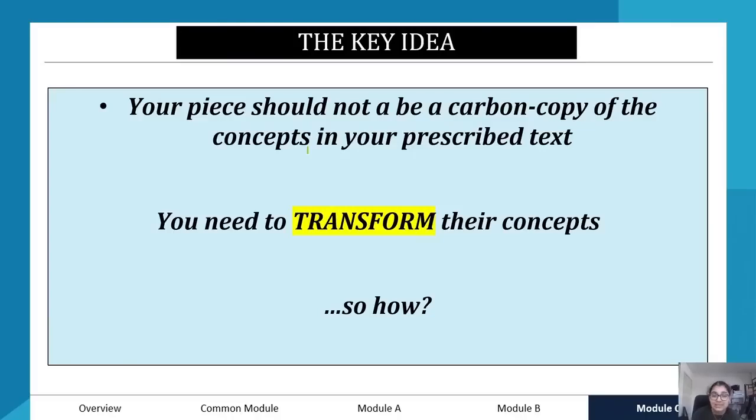So, your pieces should not be a carbon copy of the concepts in your prescribed text. That is really, really important. You have to transform their context. So how do we actually do that? How do we transform these concepts?